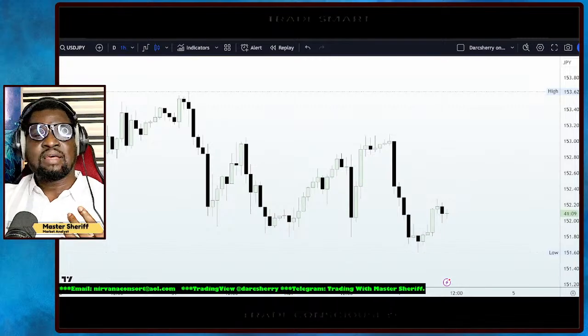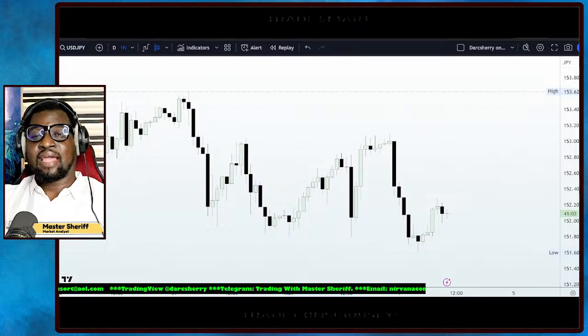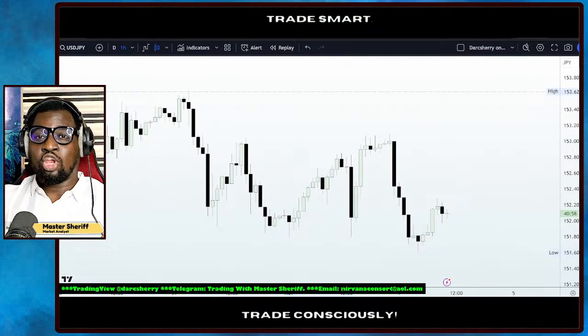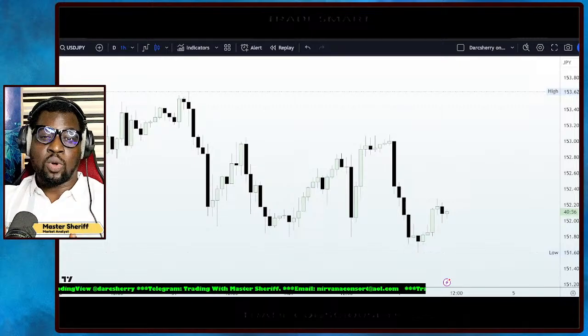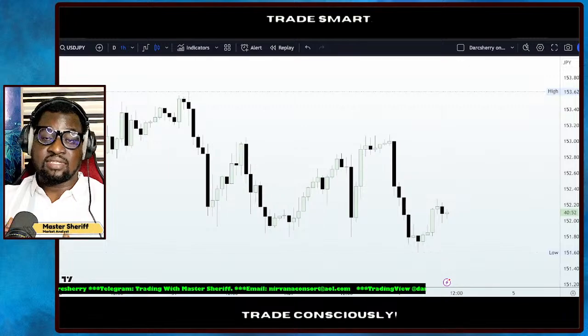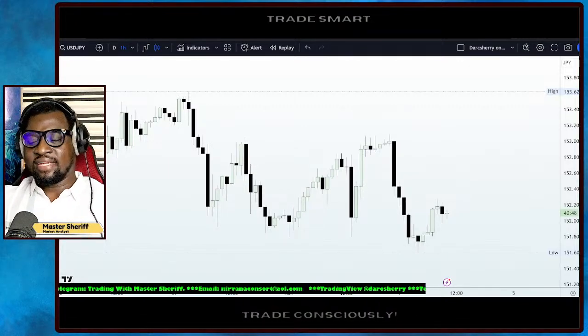But this fear, and also the idea of the Bank of Japan intervening in the forex market, is one of the major reasons why the dollar has not been performing very well in recent times against the Japanese yen. So these uncertainties may be some limiting factor for the USDJPY.